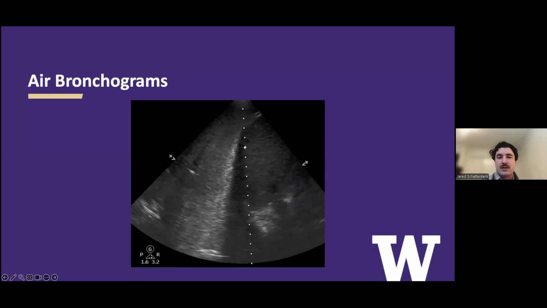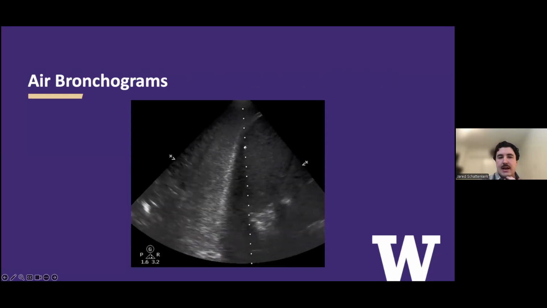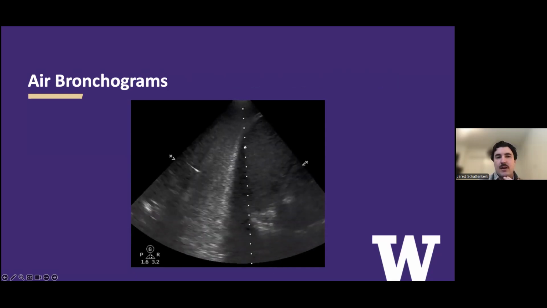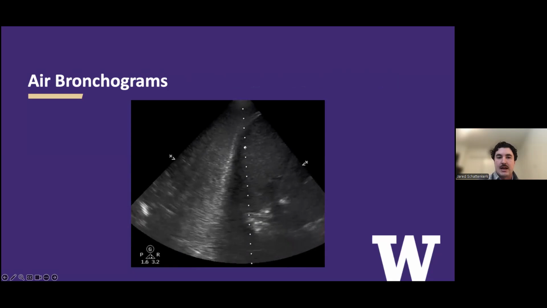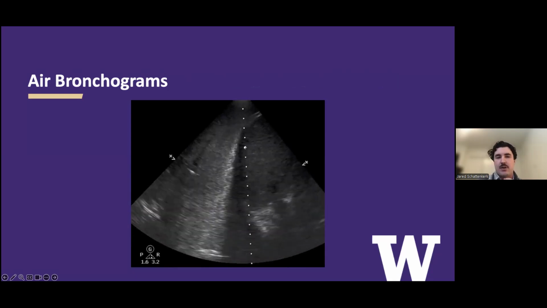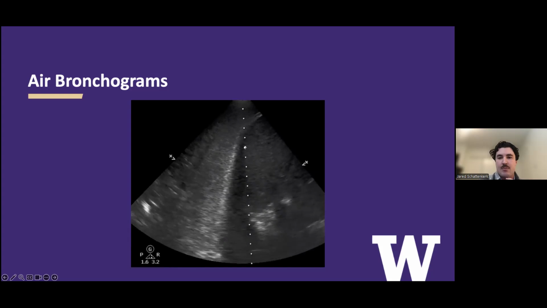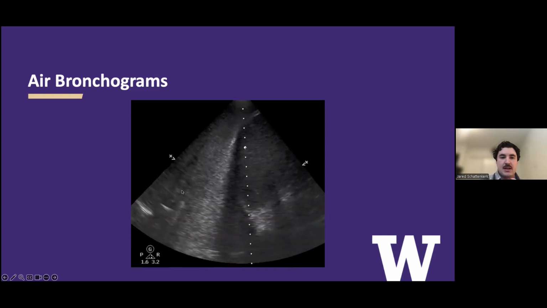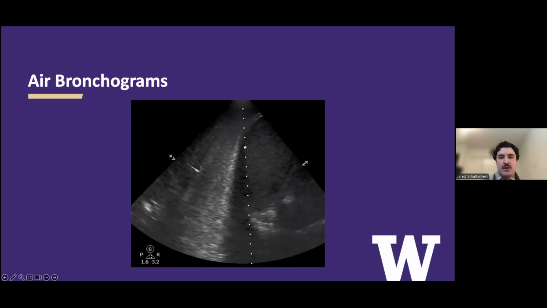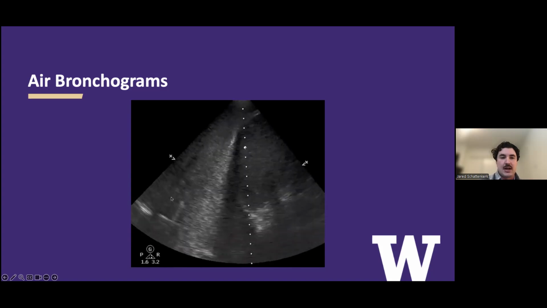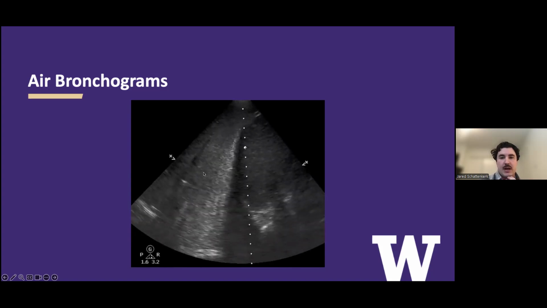And the final sign that you can potentially see in a consolidative process is what are called air bronchograms. I know we often think of air bronchograms in a chest x-ray sense, and these are different, same name, but different pathologies. So it's important to keep that in mind. Essentially, what these are, are hyperechoic specks that you can see moving up and down in this image. What causes these is trapped air in the consolidation that appears as this hyperechoic speck.